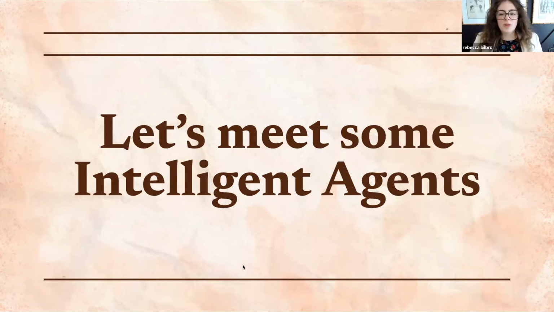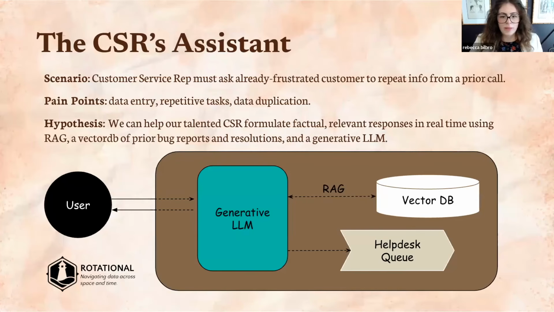So let me introduce you to one of the intelligent agents that we describe in the book. This is the CSR's assistant. We imagine a scenario where we have a customer service team, and it's Joe's turn. He's Joe, the customer service rep. He has to answer the phone, and people are going to complain. They're going to say, I found a bug in your software. And what he wants to do is respond to this person.